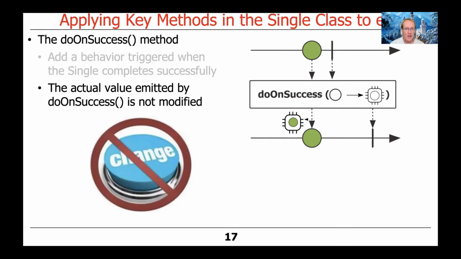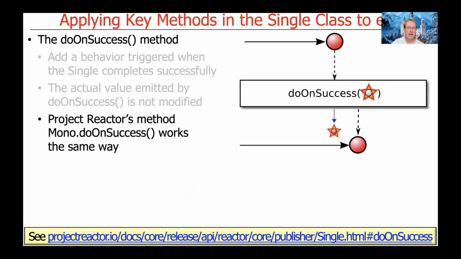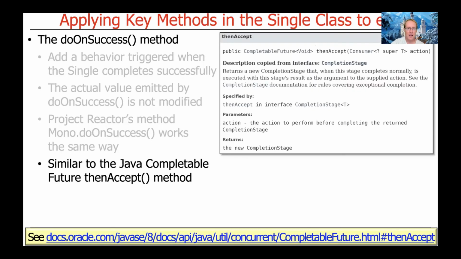The actual value that's emitted by doOnSuccess is not modified. The callback is invoked, but as you can see, we go from green circle to green circle. That part doesn't change, but there's a callback that's invoked instead. And there's also a doOnSuccess method that's part of Project Reactor that works the same way.